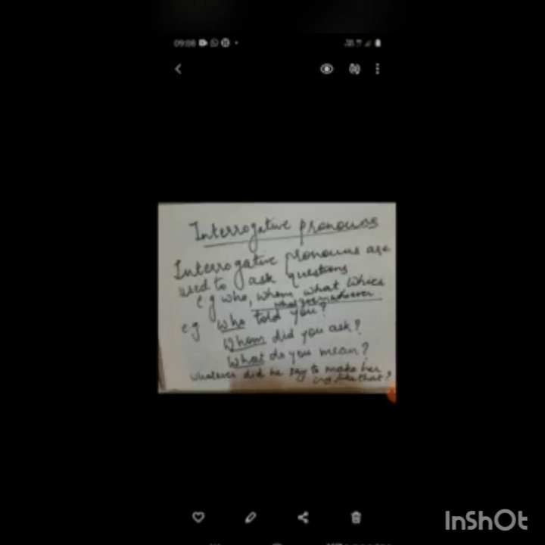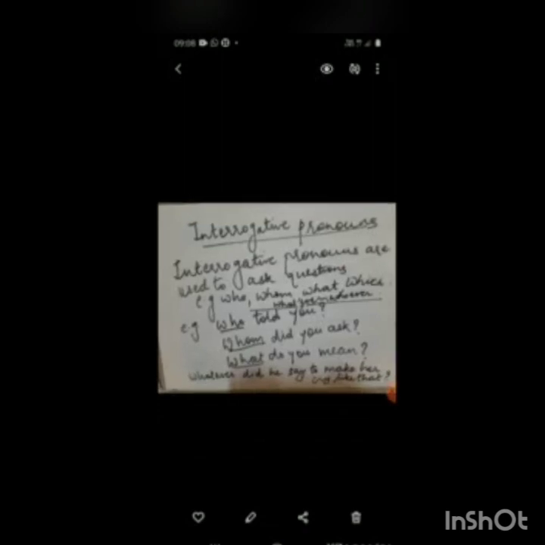Examples of interrogative pronouns used in sentences are as follows. Who told you? In this, the interrogative pronoun is who. Whom did you ask? Here, as you can see, whom is the interrogative pronoun. What do you mean? What is the interrogative pronoun. See the next sentence where the suffix ever has been added to what. Whatever did he say to make her cry like that? So these are all the pronouns which are used to frame questions. I hope you have understood interrogative pronouns.